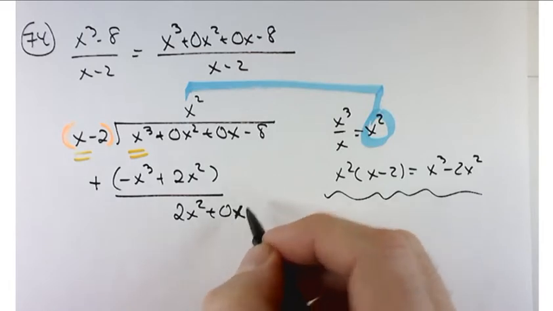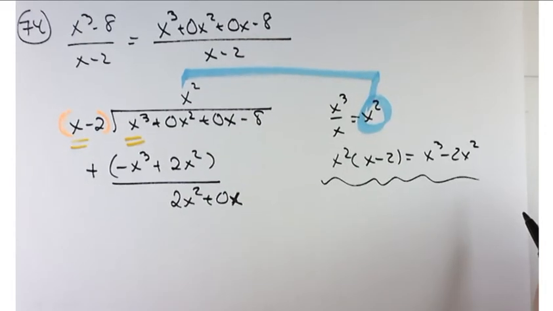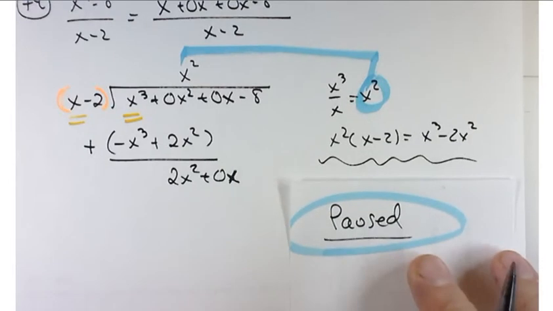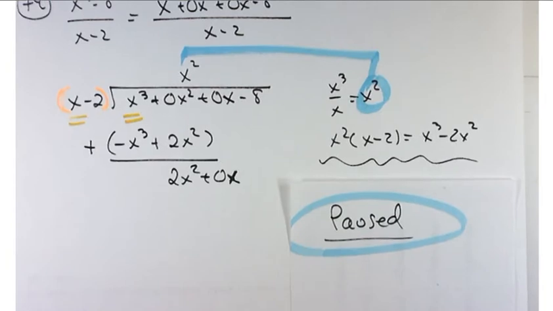Do you want to handle it from here, or do you want me to do one more step? Okay, it's all you then. All right. So next step is we've got to figure out what to multiply this by and this. So we can do a little division.